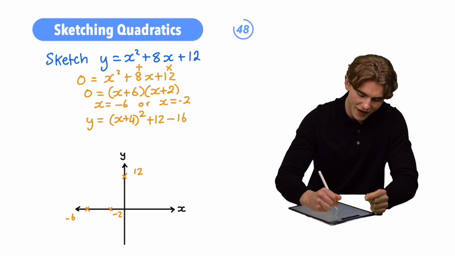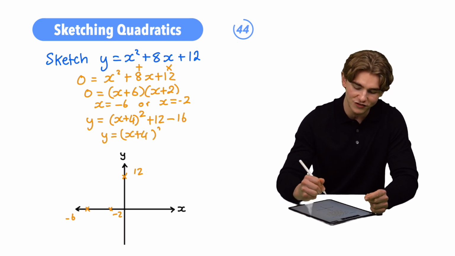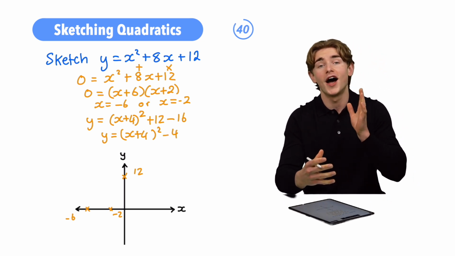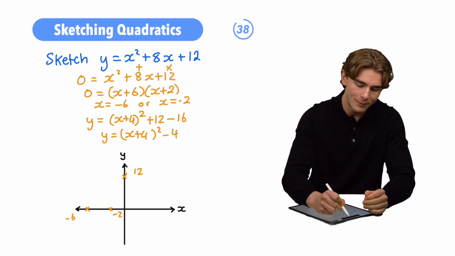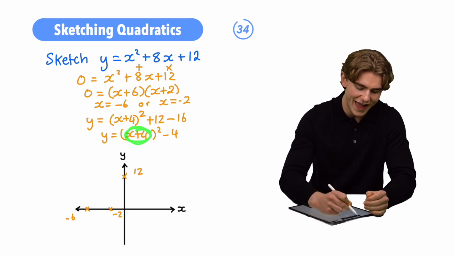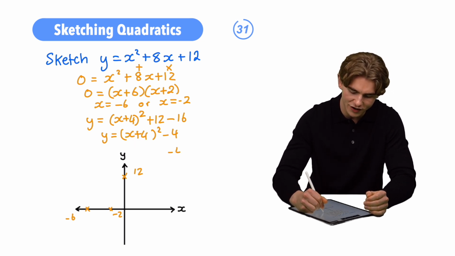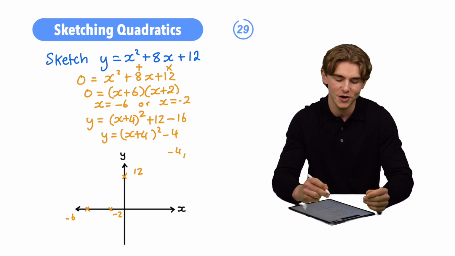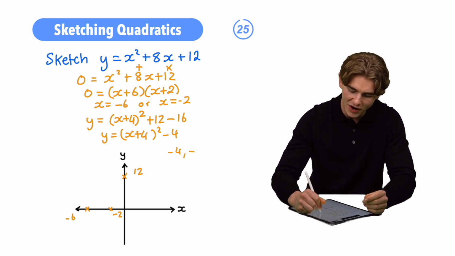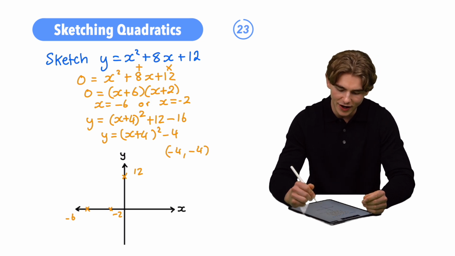Now, guys, we can simplify. We're going to have y equals x plus 4 squared, and then we're going to have 12 minus 16. That's going to be minus 4. Now, guys, we can read our turning point from that equation by swapping the sign next to the number next to the x. So we're going to have minus 4 as the x coordinate of the turning point. We're going to have minus 4, and as the y coordinate, we're just going to copy down that number on the end, which is minus 4. Now, guys, we have our turning point. It's going to be minus 4, minus 4.